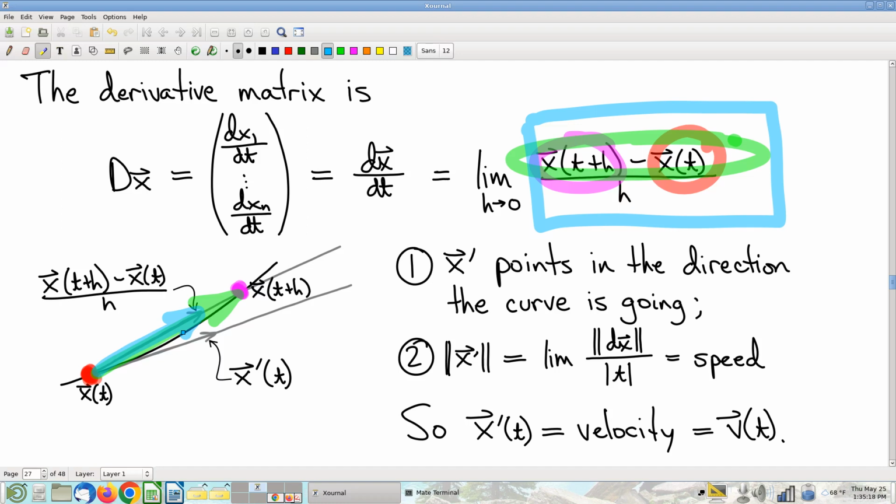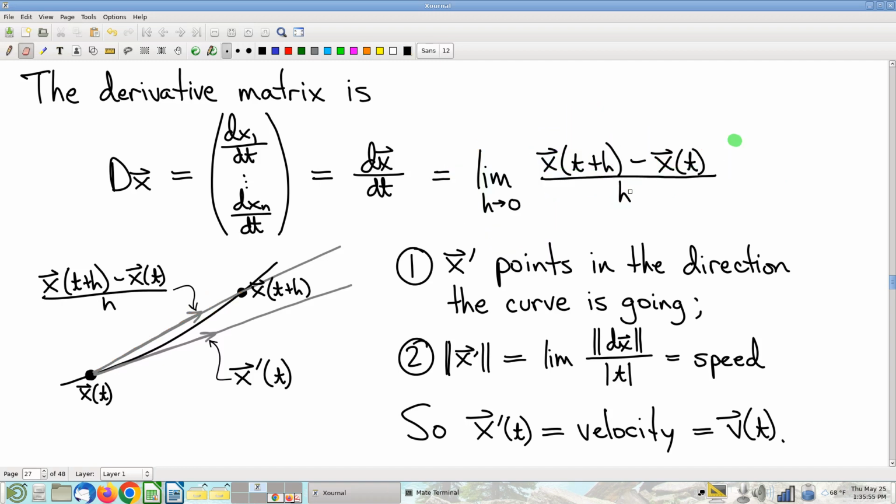But now we take the limit as h approaches 0. And as you take the limit as h approaches 0, several things happen. On the one hand, this point gets closer and closer to the base point. That means that this vector, anyway, my colors are shot. But the difference vector, that is that numerator, is going to get shorter and shorter.